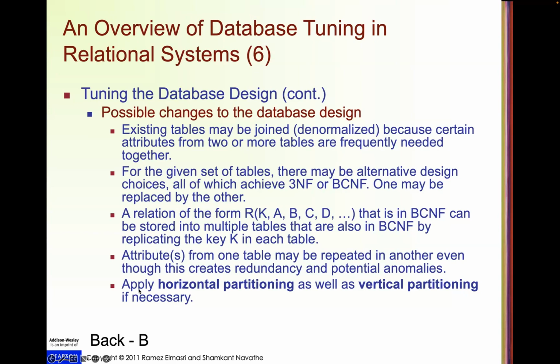Okay, now the fourth point is related to the attributes. The attribute from one table may be repeated in another, even though this creates redundancy and potential anomalies. So this is also possible. You remember when we were talking about the rules of normalization in database concepts, we said we want to eliminate redundancy. But if this redundancy is helping you tune your database, then it is possible to have one attribute repeated in different tables, even if it is causing potential anomalies. But if tuning is our priority, then we might afford this redundancy.